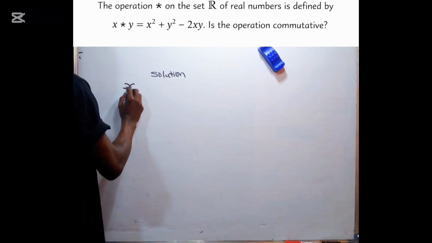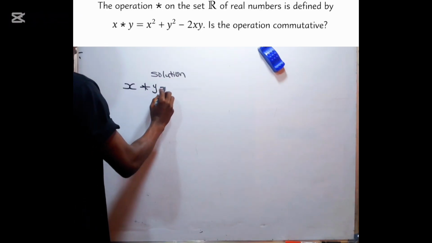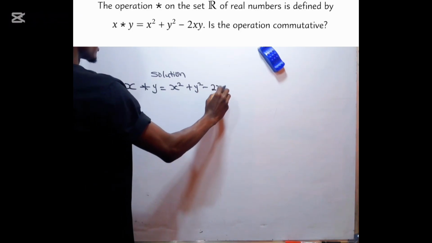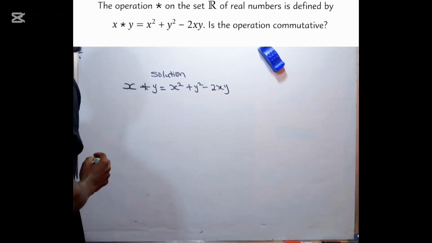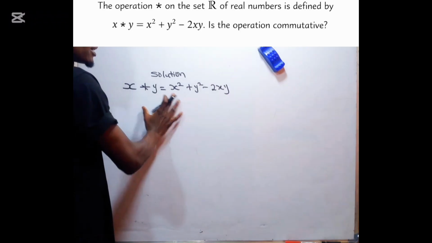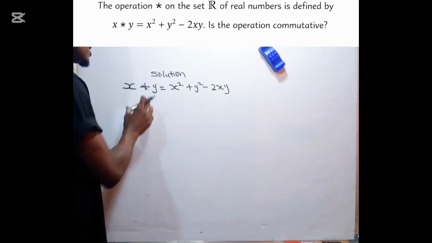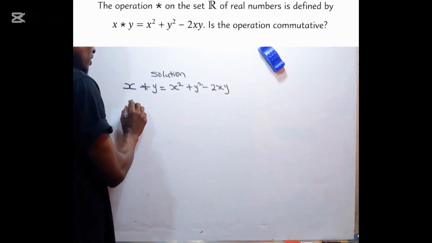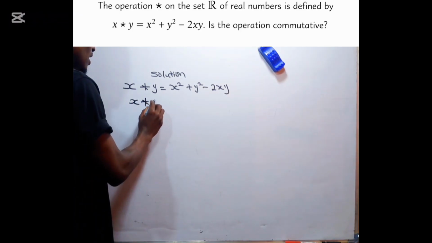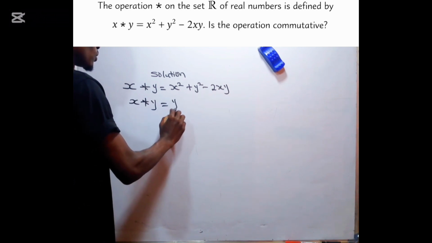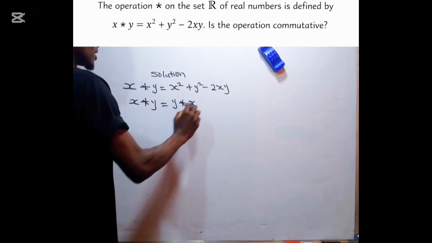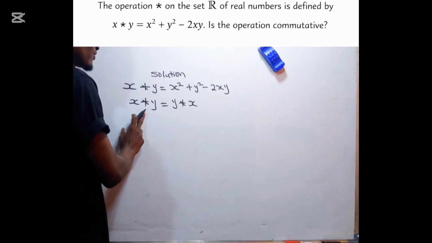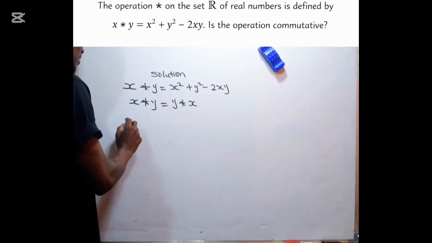The binary operation is giving us x asterisk y to be equal to x squared plus y squared minus 2xy. And the question is, is this binary operation commutative? Recall that for a binary operation to be commutative, it means that x asterisk y must be equal to y asterisk x. Now we already have x asterisk y. Now let's find y asterisk x.